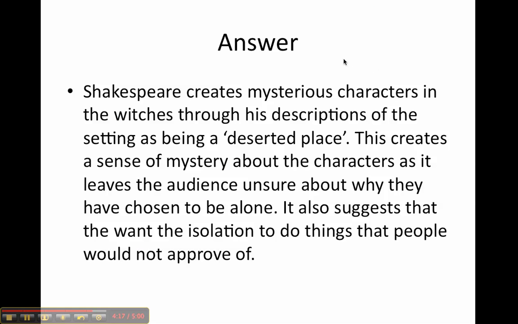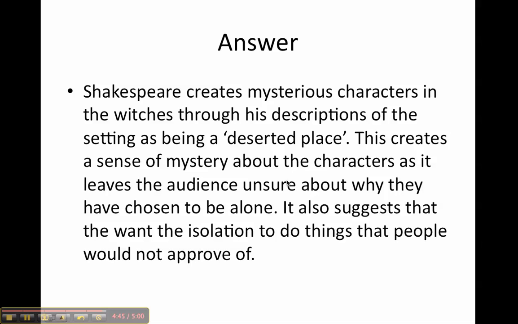Now let's have an example answer and look at what the student's done based on the witches, using the setting to tell us some things about their character. Shakespeare creates mysterious characters in the witches through his descriptions of the setting as being a deserted place. There's our quote. This creates a sense of mystery about the characters, as it leaves the audience unsure about why they have chosen to be alone. It also suggests they want the isolation to do things that people would not approve of.